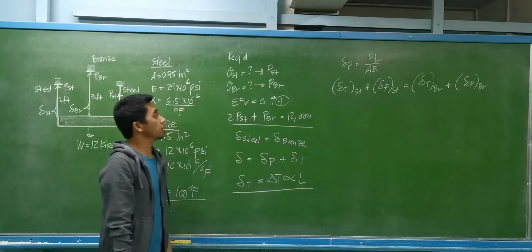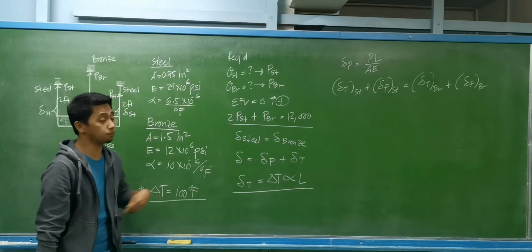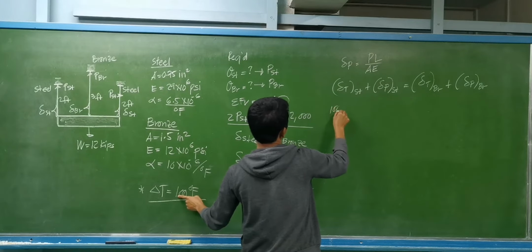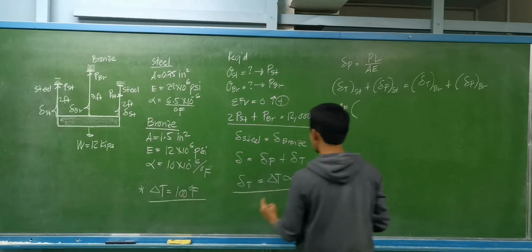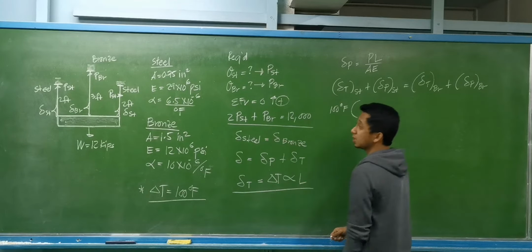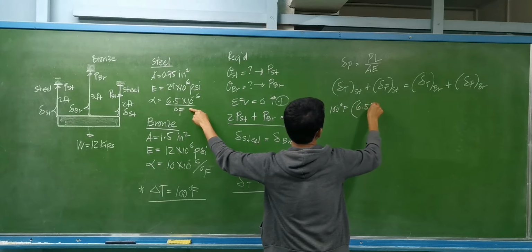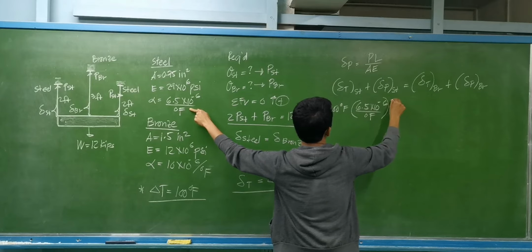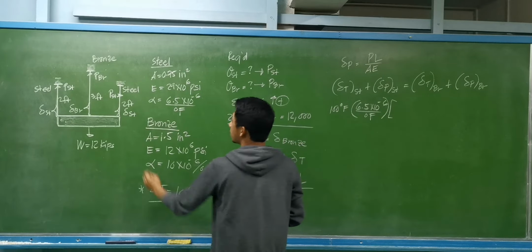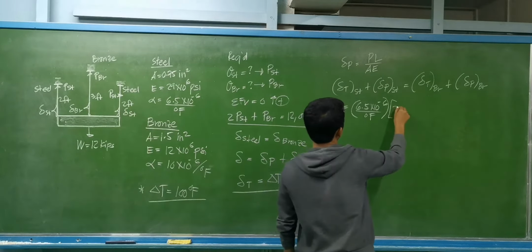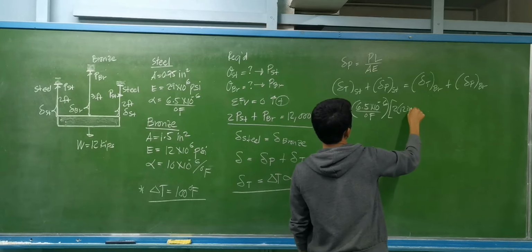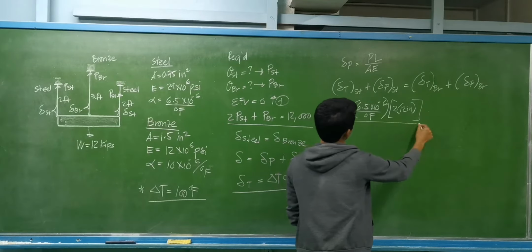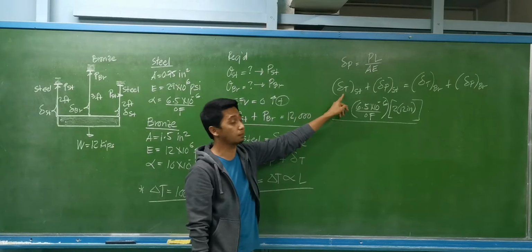So let us compute for the deformation due to change in temperature for the steel. We have delta T, an increase in temperature equal to 100 degrees Fahrenheit, multiplied by alpha. What is the alpha for steel? We have this as 6.5 times 10 raised to negative 6 per degree Fahrenheit. Then multiplied by the length. What is the length for the steel? Okay, the length is 2 feet. We are multiplying by 12 for the unit to be in inches. So this is the deformation due to change in temperature.